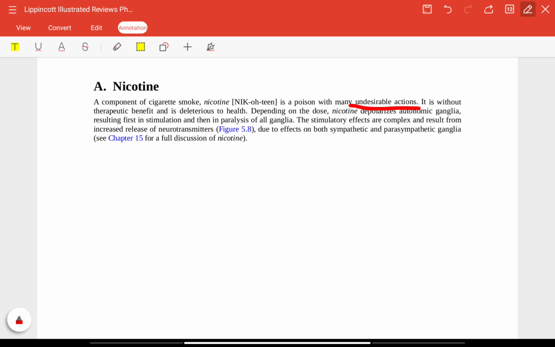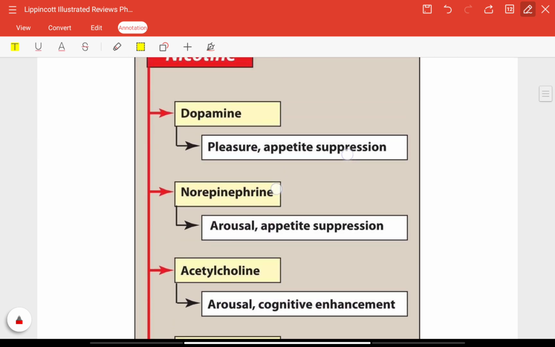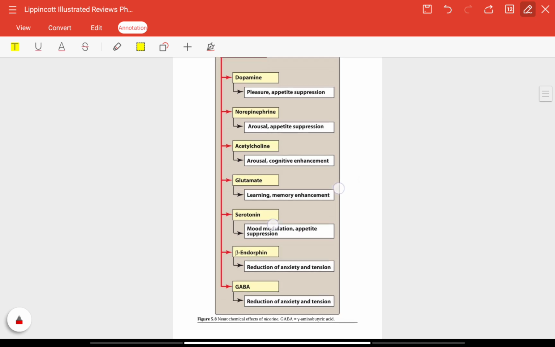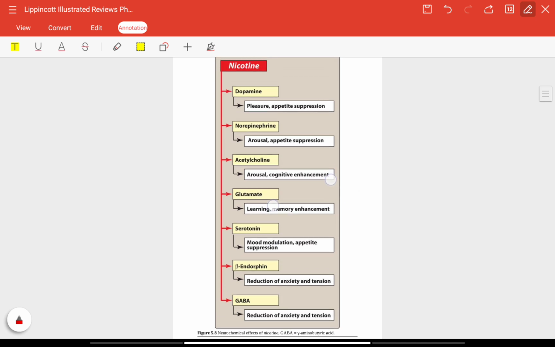Now depending on the dose, nicotine depolarizes ganglia, first resulting in stimulation and then paralysis. These effects are complex and result from increased release of neurotransmitters. Now you can see here what nicotine does to all the neurotransmitters.